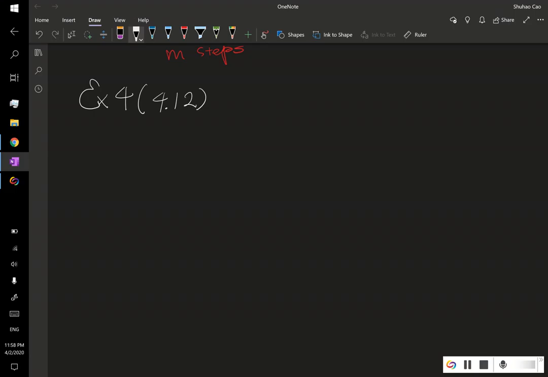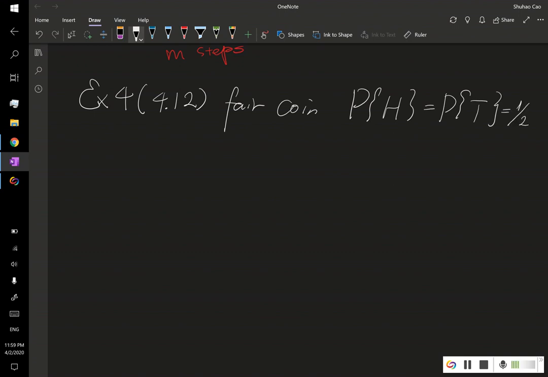Constructing new Markov chains from the old. First we'll see a textbook example, 4.12. So basically we have a fair coin and we flip it. We have probability of head equals probability of tail equals 1/2.